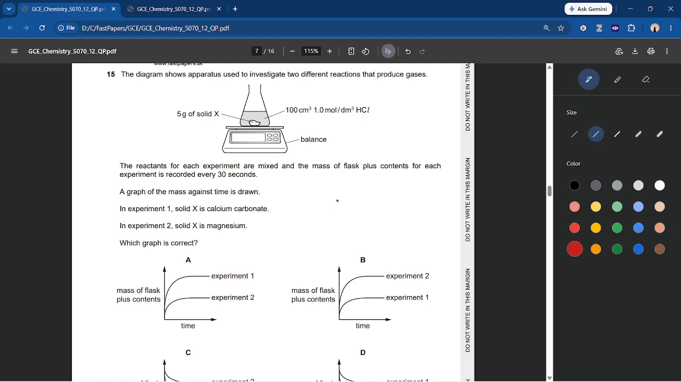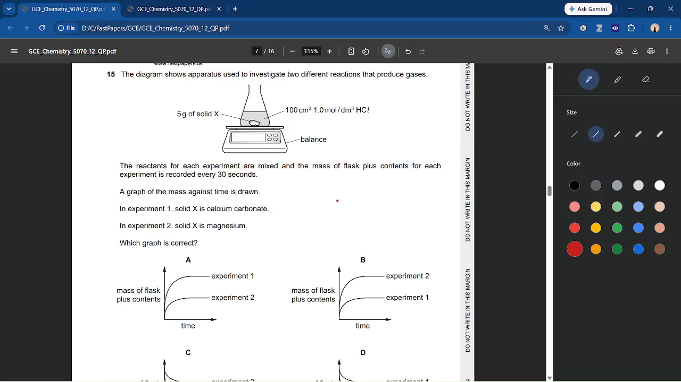All right, the diagram uses apparatus to investigate 2 different reactions that produce gases. So 5 grams of solid X and 100 cm cube of 1 mole per dm cube hydrogen chloride. The reactants for each experiment are mixed, and the mass of the flask plus contents for each experiment is recorded every 30 seconds.